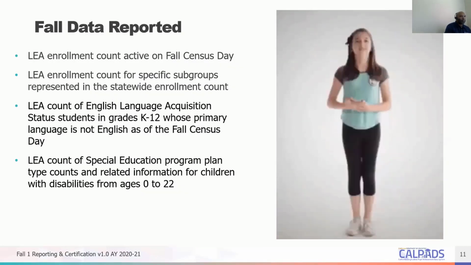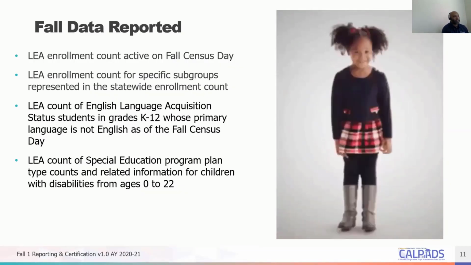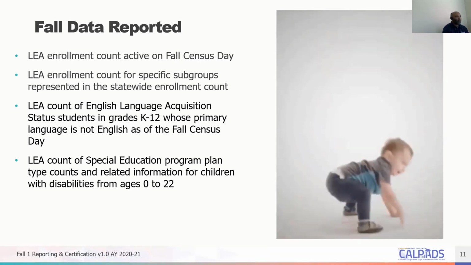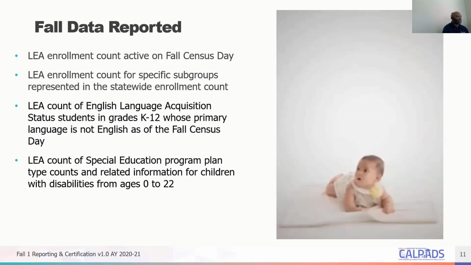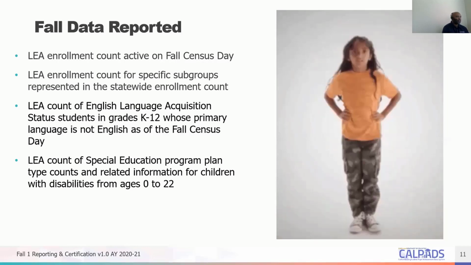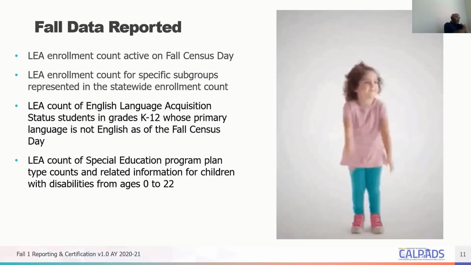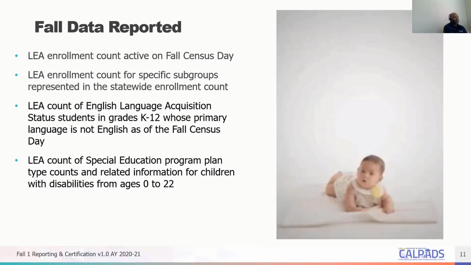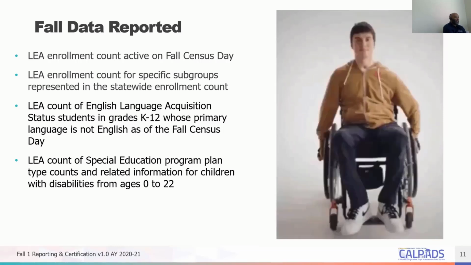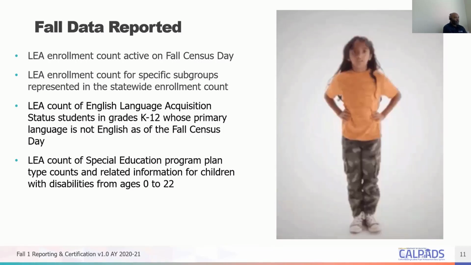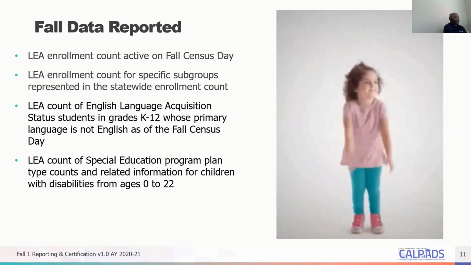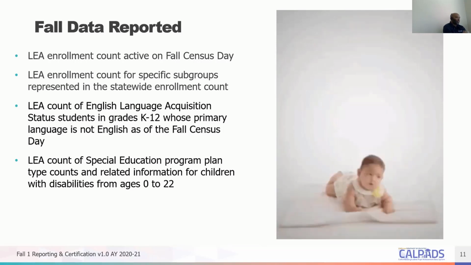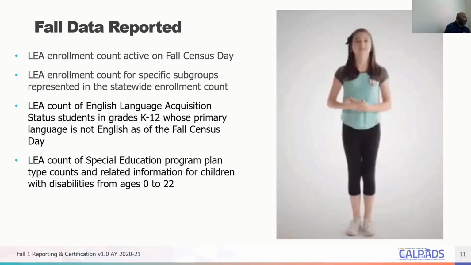And then the Fall 1 data report, right? What are the general collections of data or counts that are provided, right? The annual LEA enrollment count is active on Fall Census Day. The LEA enrollment count for specific subgroups is represented in the statewide enrollment count. The count of your English language acquisition status, those are grades K through 12, whose primary language is not English, of course. And then the LEA count for special education program plan and related information for children with disabilities 0 to 22.